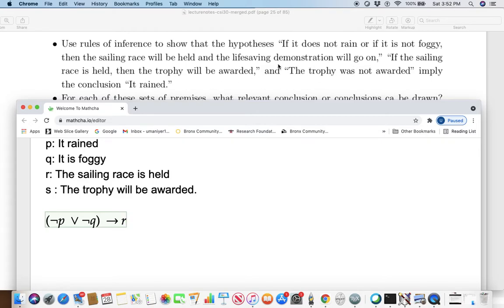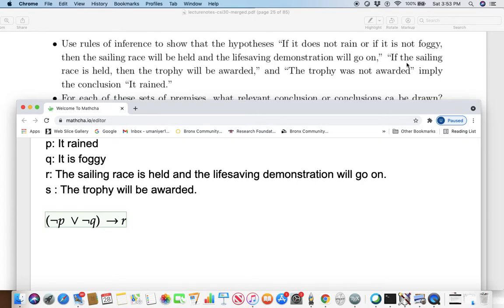You see, that was unnecessary. It's part of being sailing race is held. You can say and the life-saving demonstration will go on. So you can call that R. So this implies this. What else? So that's the first hypothesis.